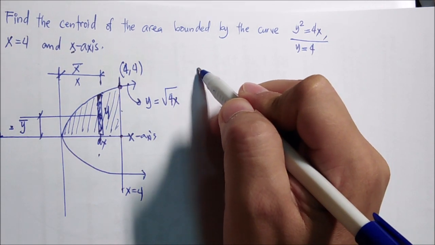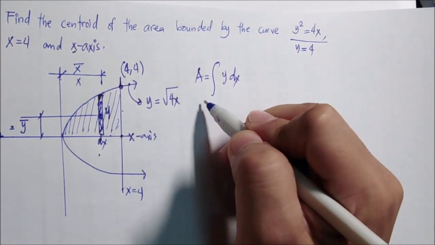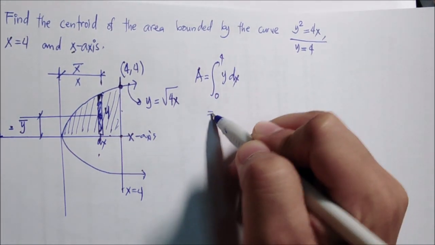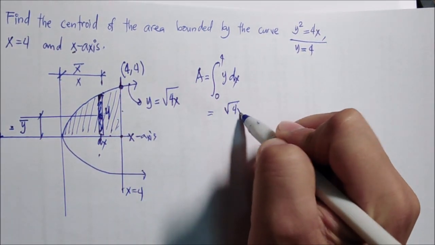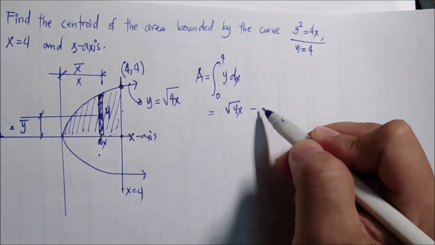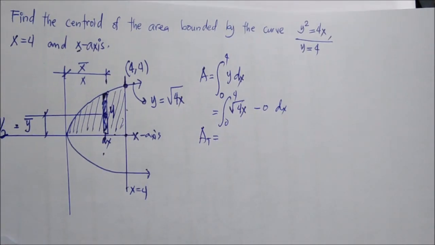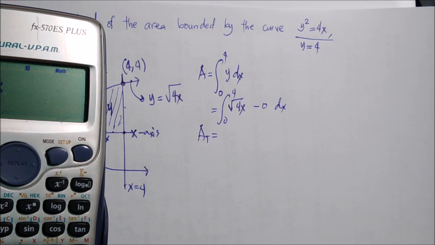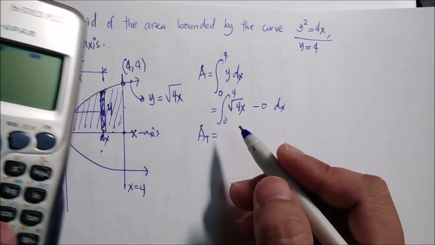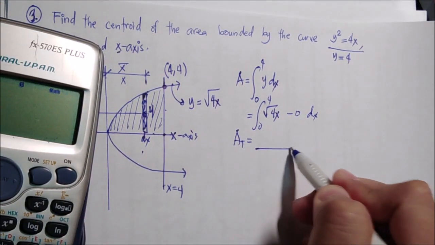The area will be the integral of y dx. If this is dx, our limit will be in terms of x, 0 to 4. And your y is the y of the curve, square root of 4x, minus the y of the x-axis, 0, dx, integral from 0 to 4. Using the calculator, the integral of the square root of 4x from 0 to 4. This is our area total.